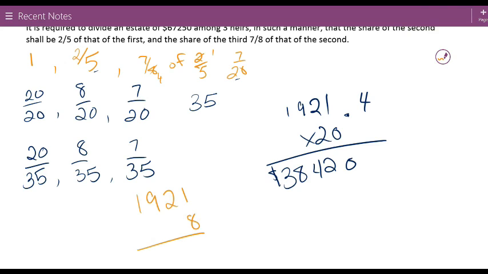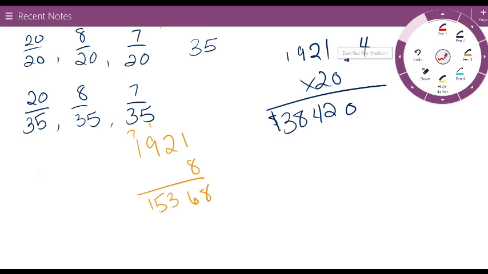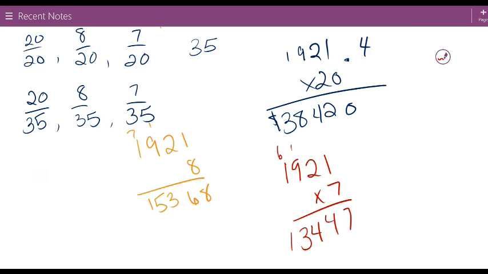1921 times 8, 16, 72, 73, 8, 15, and then 1921 times 7, 14, 63, 64, 13. Okay, so there are everyone's shares.